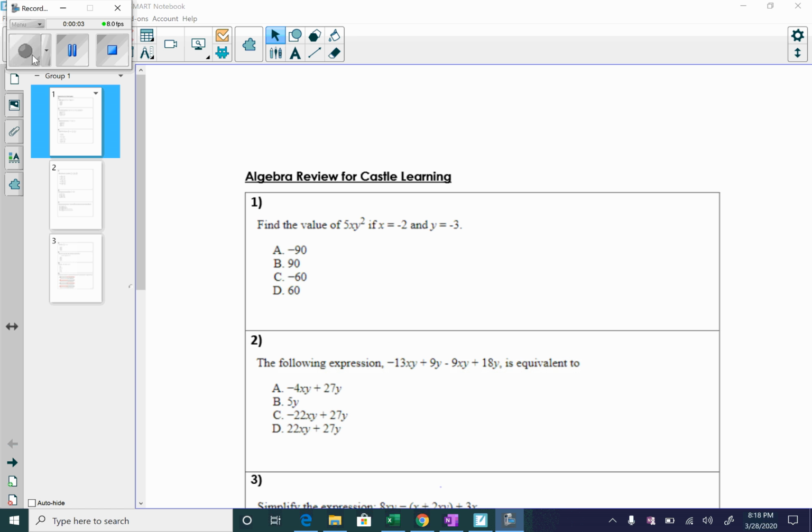Hey everyone, so we're going to do our last algebra review today, and this is in preparation for the Castle learning assignment that I'm going to give you tomorrow. So I need you to print out this worksheet. It's 3 pages, and all you have to do after you finish watching the video is enter your answer to these 11 questions in Google Forms.